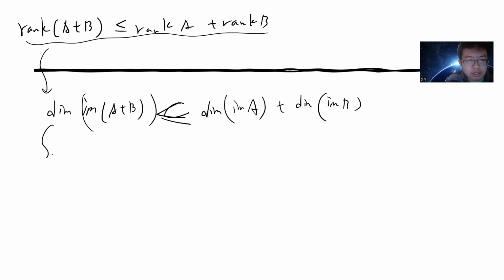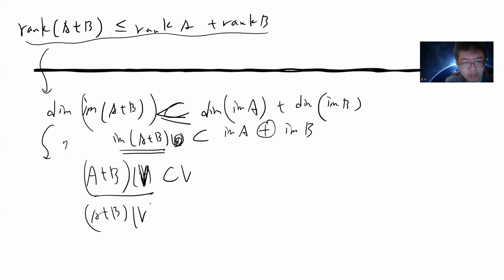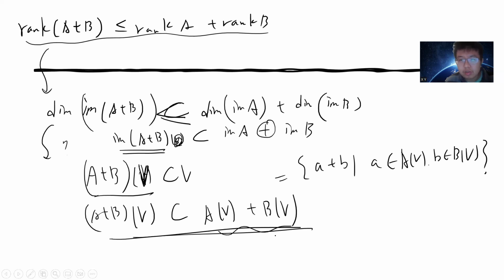Or I can think of it as follows: if I can prove that this space, the image of A plus B, is a subspace of the sum of image A, which is a subspace, and image B. In other words, if I can show that (A plus B)V, as a subset of the total space V, is a subset of A(V) plus B(V). A(V) plus B(V) is basically all elements a plus b where a belongs to AV and b belongs to BV. If you can prove this, then it's finished.